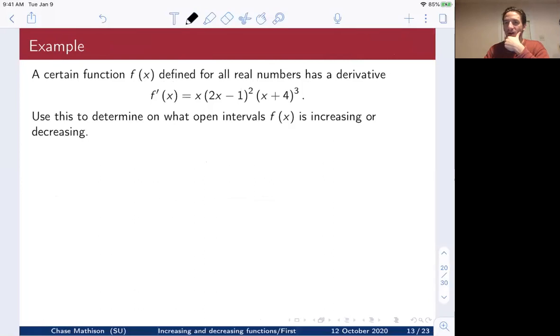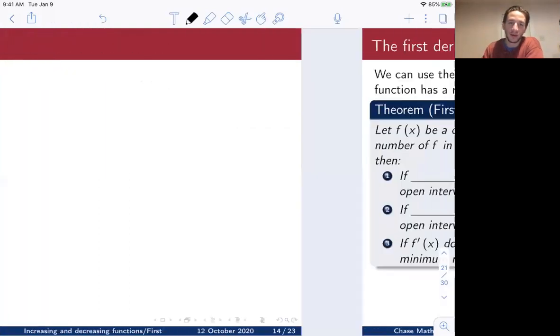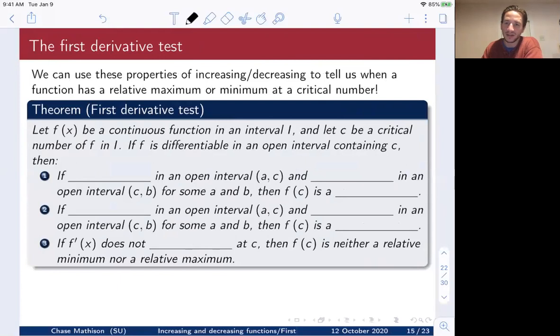All right. So I don't have any time to do this next problem, so we'll pick up from here tomorrow, and we'll do this example tomorrow, and then we'll formally learn the first derivative test.